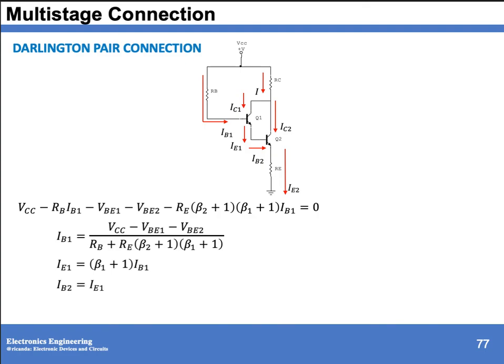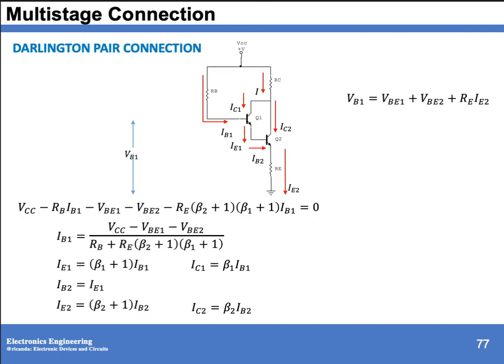And since IB2 is equal to IE1, therefore IE2 is equal to (beta 2 plus 1) IB2. IC1 is beta 1 IB1. IC2 is beta 2 IB2. So solving for the voltage at the base 1, we have voltage base-emitter 1 plus voltage base-emitter 2 plus the voltage drop across RE.